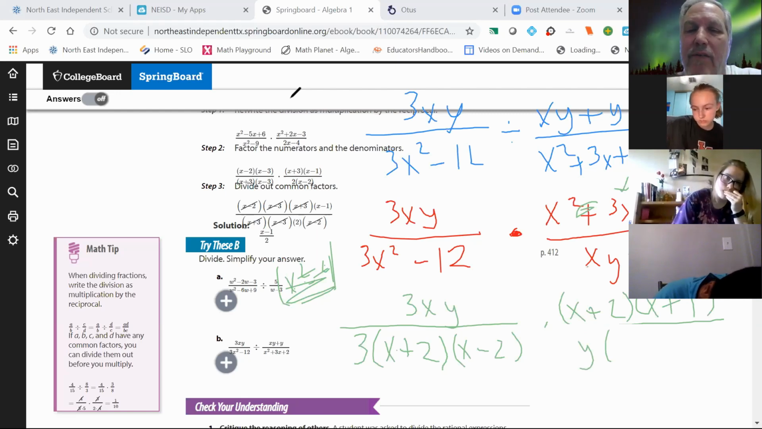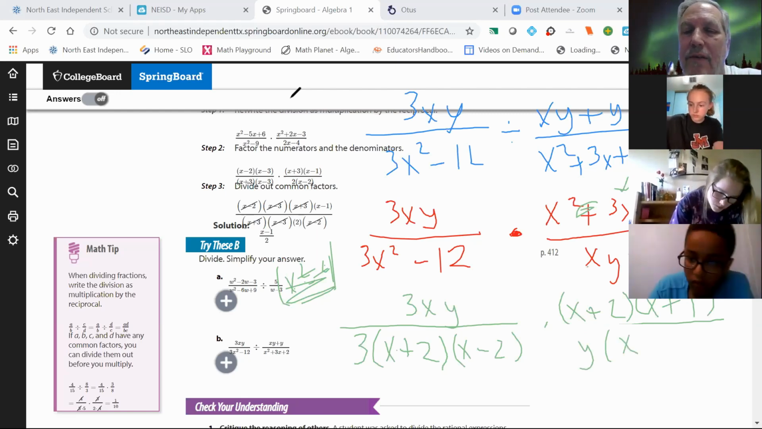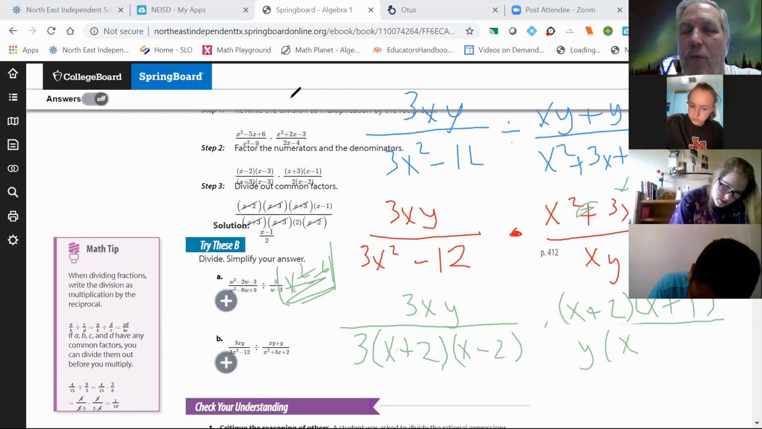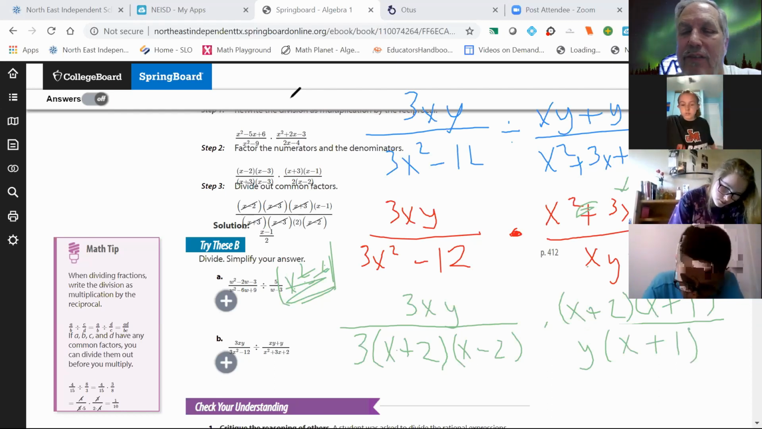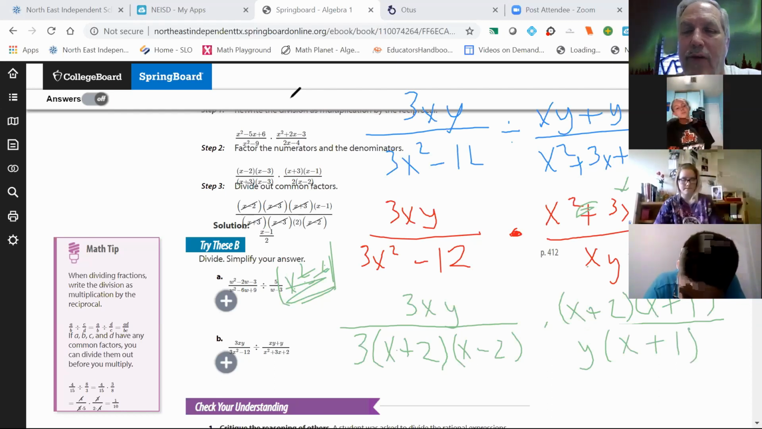So xy divided by y is just x. y divided by y is just 1. Now remember, a lot of people want to accidentally put just x in there. Remember, y over y, or y divided by y, is 1.